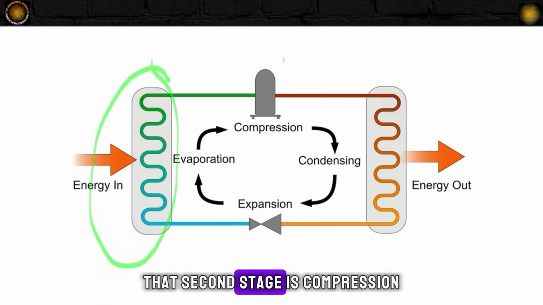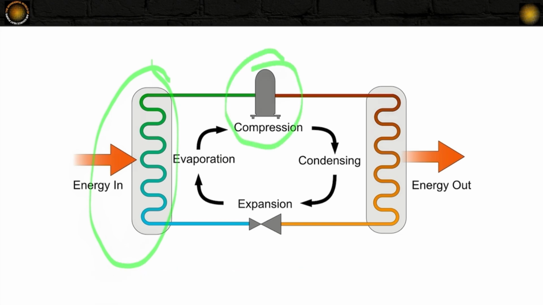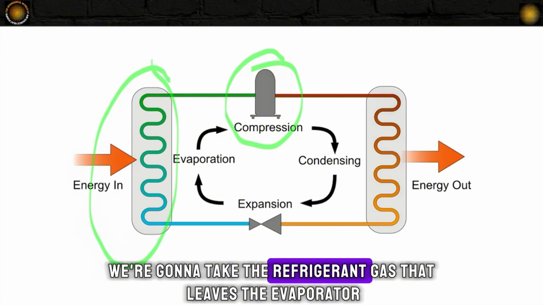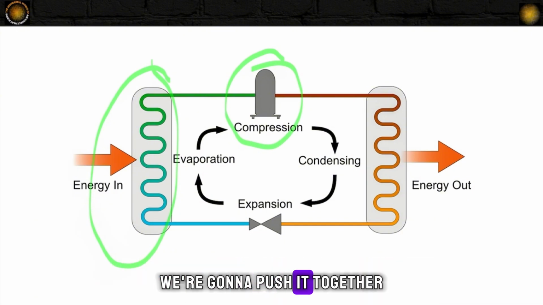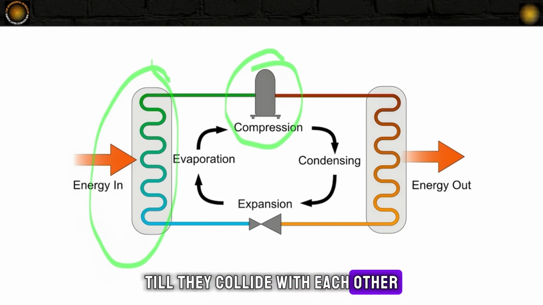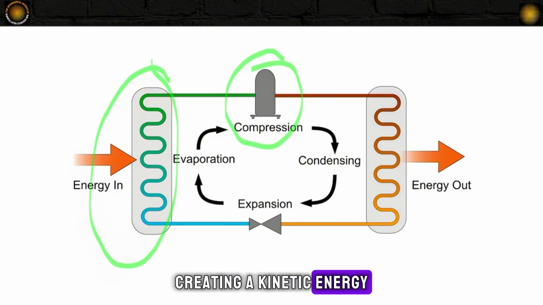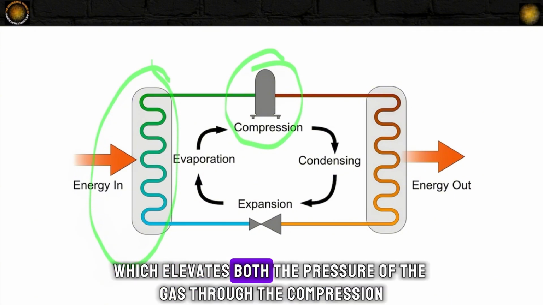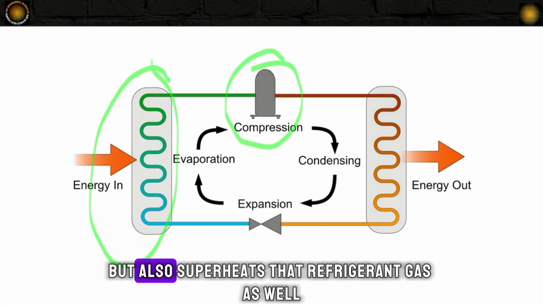That second stage is compression. We're going to take the refrigerant gas that leaves the evaporator. We're going to push it together, pushing the particles and the molecules closely together till they collide with each other, creating a kinetic energy which elevates both the pressure of the gas through the compression, but also superheats that refrigerant gas as well.